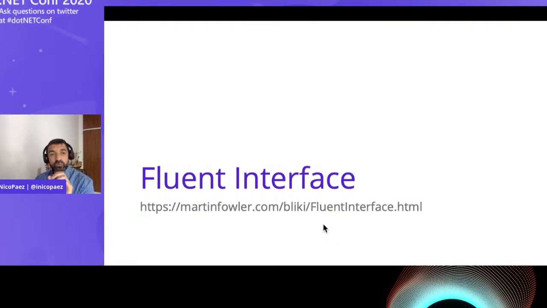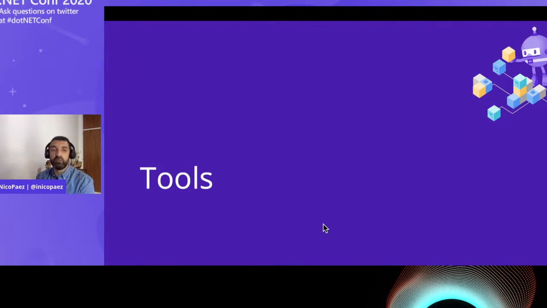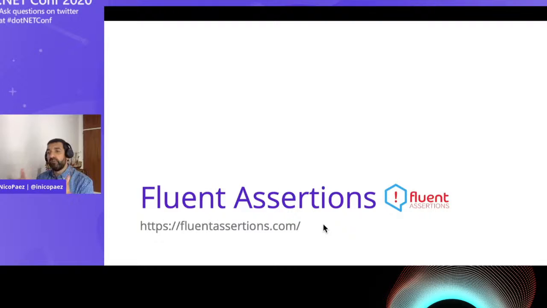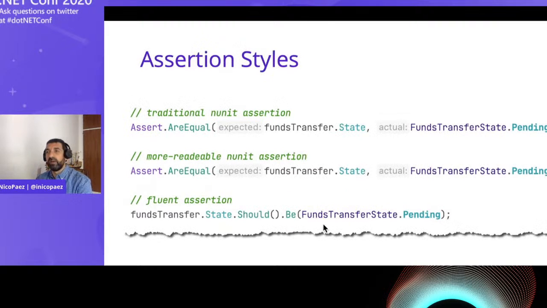But when we come to C#, we have some additional techniques to apply. In fact, we have specific tools in the case of C#, right? So the first tool I want to mention is Fluent Assertions. This is a very simple library that, following the fluent interface idea, provides fluent assertions. The best way to explain this is just an example, right?